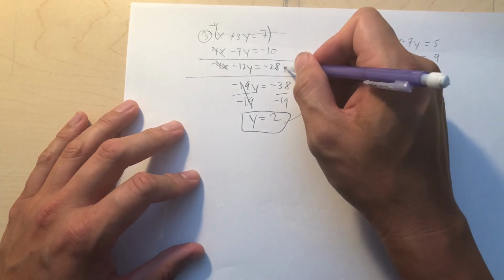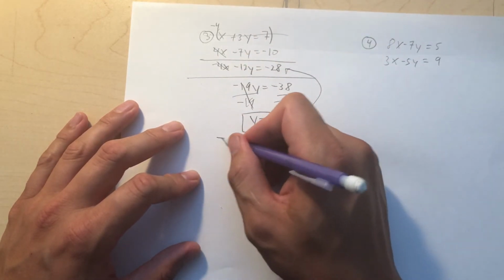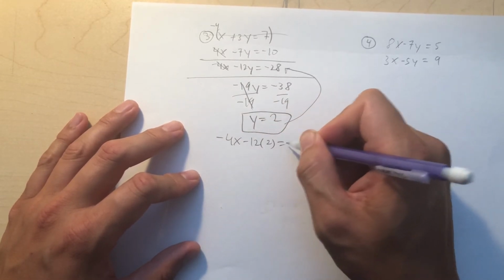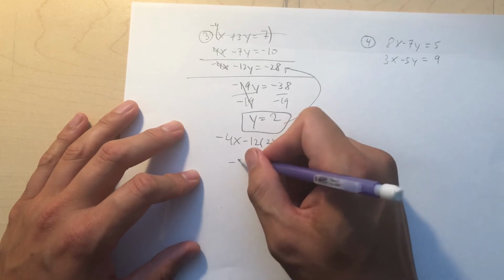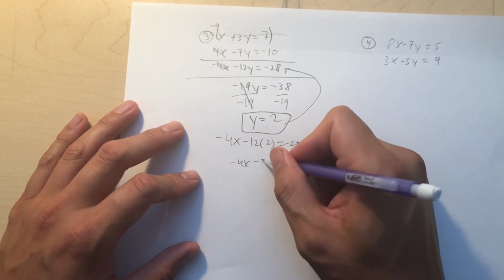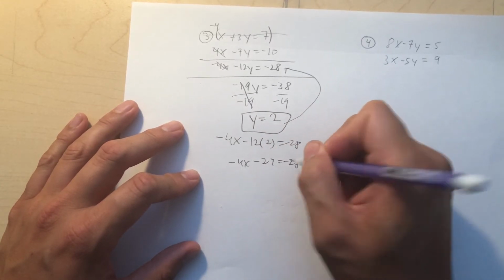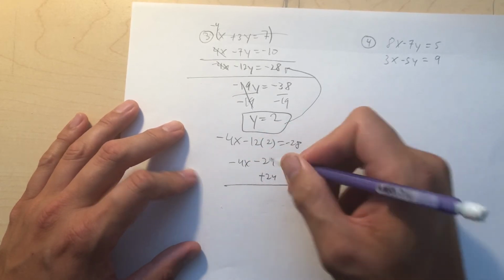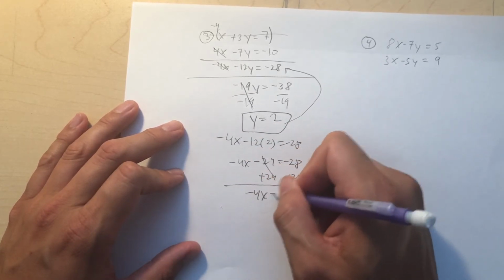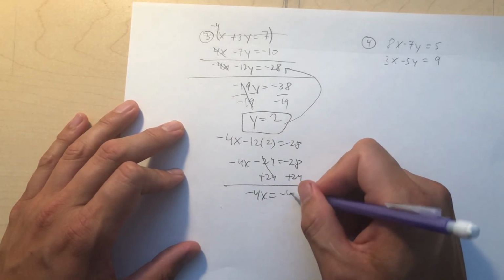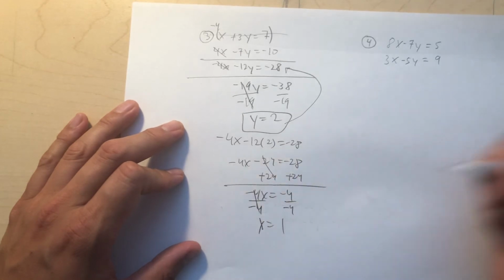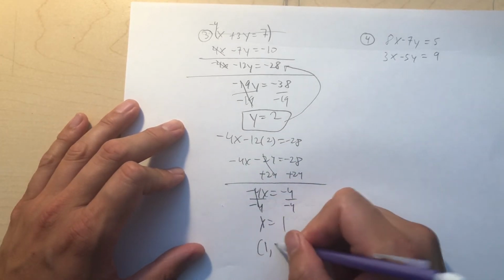Okay, let's plug it back in. Plug into this one here. Okay, so I get negative 4x minus 12 times 2 is equal to negative 28. Negative 4x minus 24 is equal to negative 28. Add 24, add 24. That cancels, negative 4x is equal to negative 4. Divide by negative 4. X is equal to 1. So my final answer is 1 and 2.